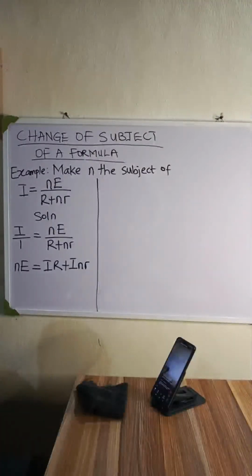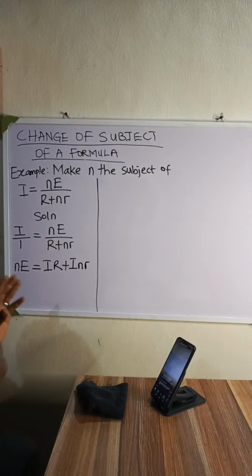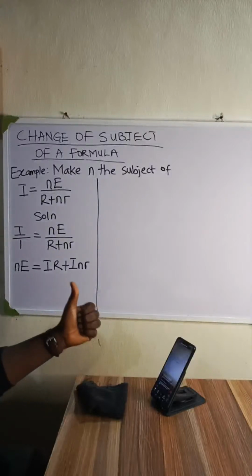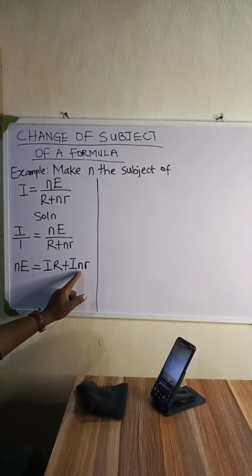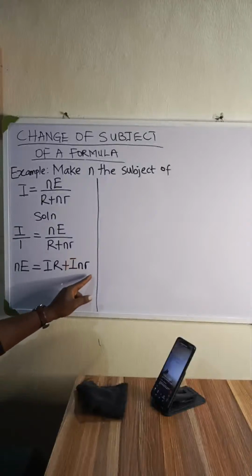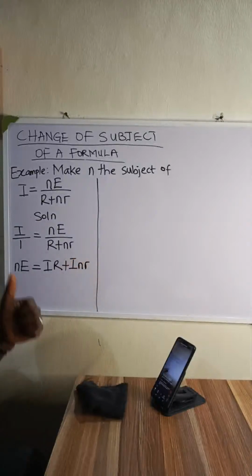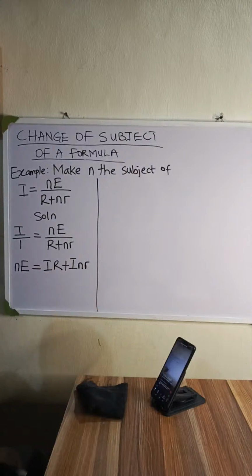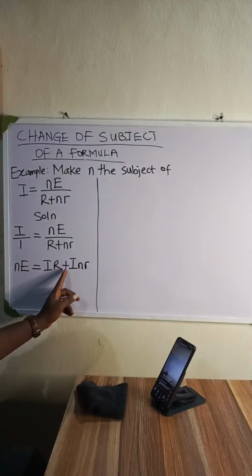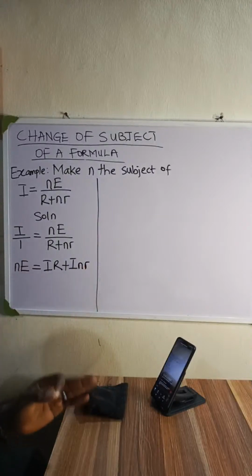But now we can clearly see that we have n on both sides of the equation. Since we want to make n the subject, n has to be on the left. So this value has to go to the left, but when it's moving to the left, it has to move with all its companions. It has to go with I, it has to go with R. So for us to move it to the left, we have to introduce the opposite of plus InR, which is minus InR, to both sides of the formula.